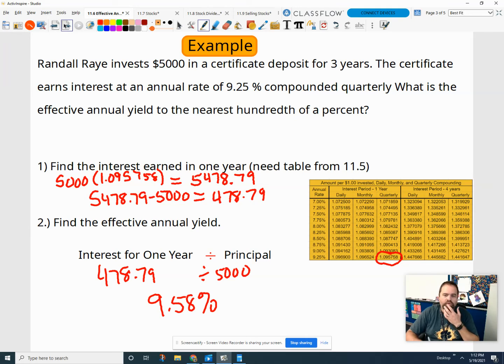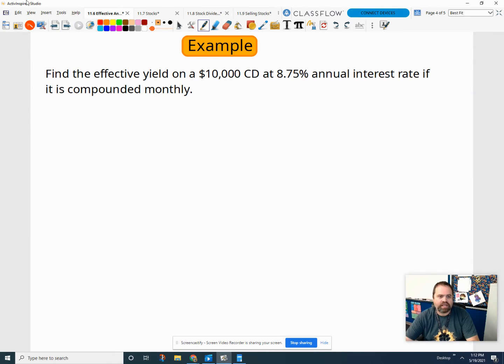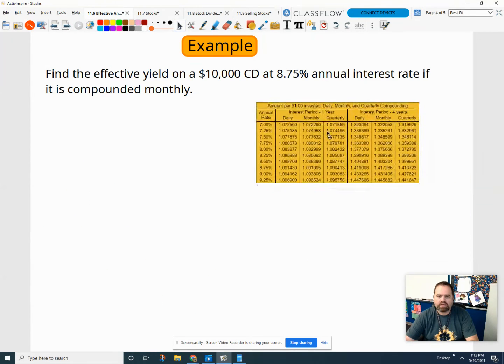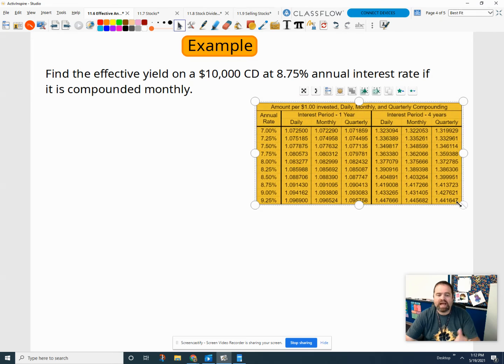Okay, we'll do one more real quick. I need that table again. I forgot to copy it. Sorry about that. We're going to do the same thing: find out how much money they made and then figure out their effective yield. So we have $10,000 this time, at 8.75% compounded monthly. 8.75% compounded monthly is right here.